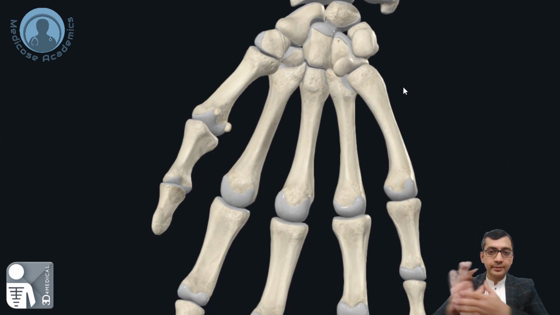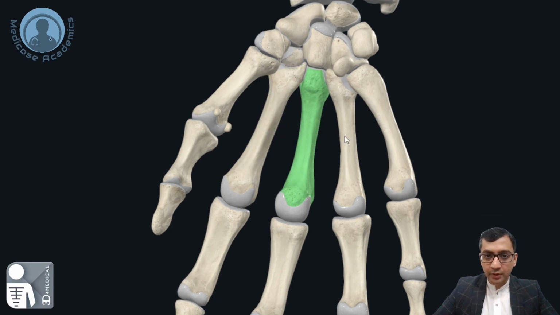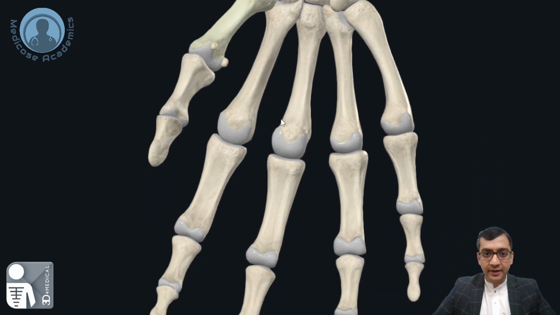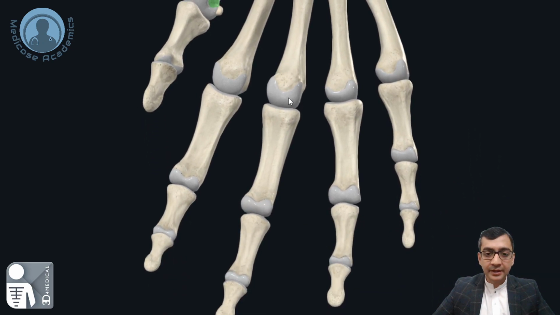Next come the bones that are present inside your palm. These bones, the 1, 2, 3, 4, and the fifth one, which is of the thumb, present in this raised area of the thumb, are called the metacarpal bones. These are 5 in number. Carpals were 8 in number.